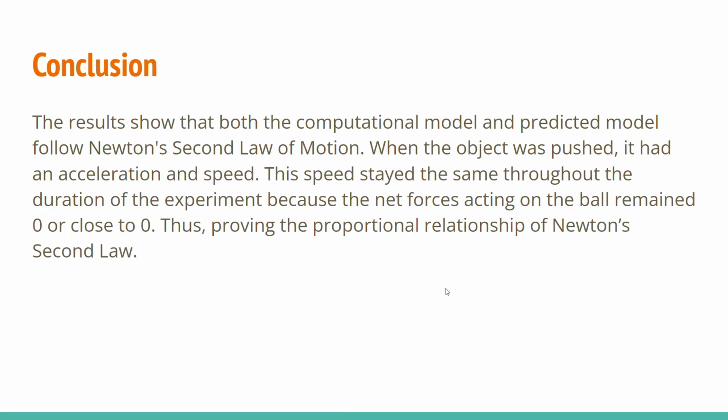Conclusion: the results show that both the computational model and the predictive model follow Newton's second law of motion. When the object was pushed, it had acceleration and speed. This speed stayed the same throughout the duration of the experiment because the net force acting on the ball remained zero or close to zero, thus proving the proportional relationship of Newton's second law.